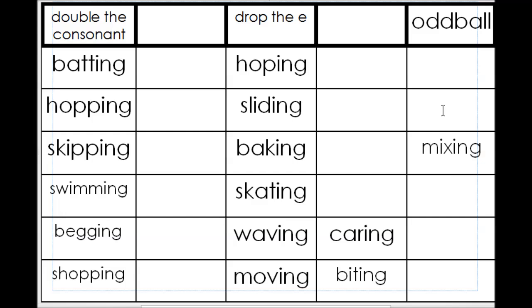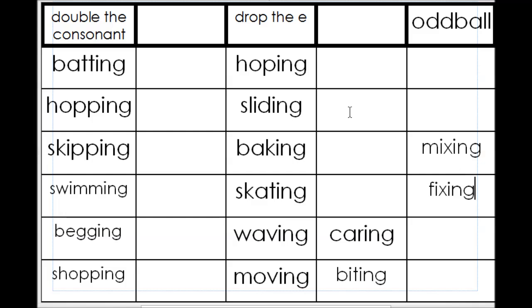That X actually works as a double blocker on its own, and it keeps the vowel short. Can you think of another word besides mixing that would follow that oddball rule, same pattern? How about fix? How do we make it fixing? That's right, we are simply adding the ing, but it still keeps the I short. So that X is blocking this I from saying its name.